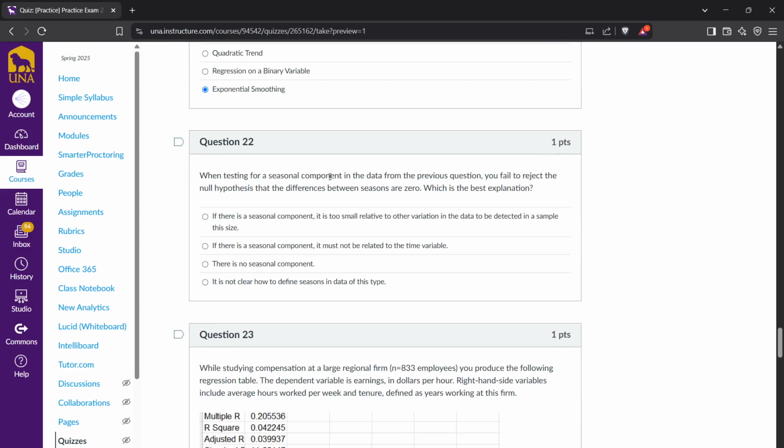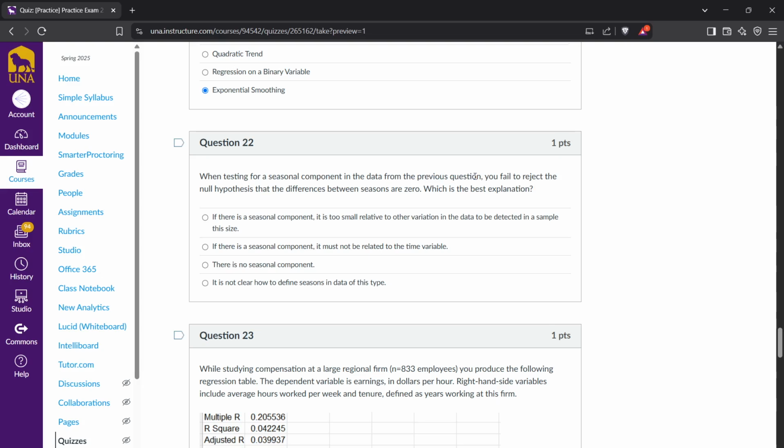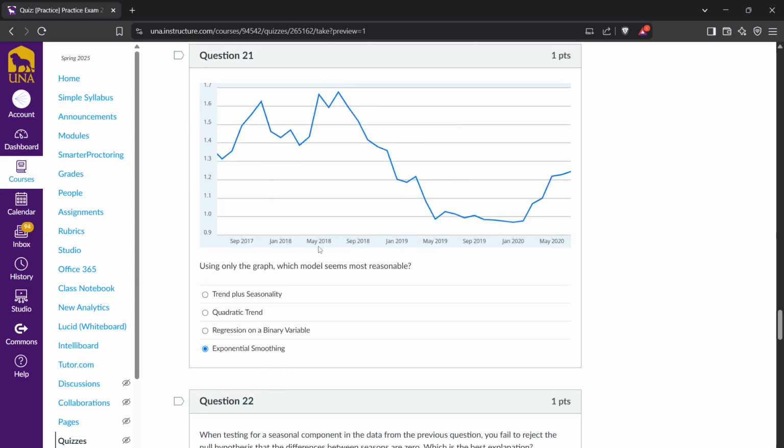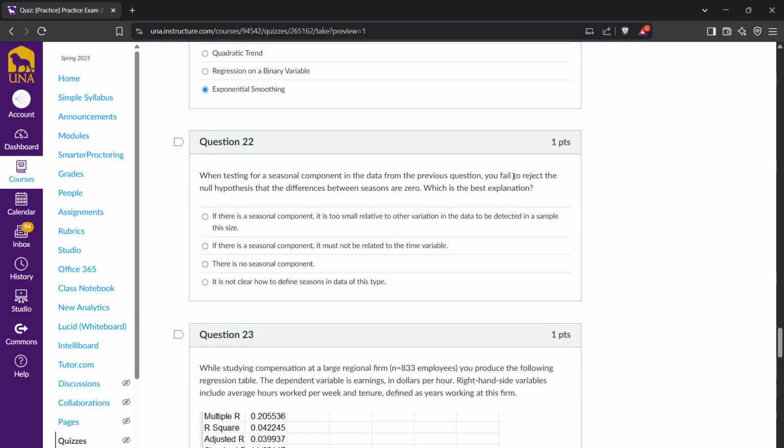When testing for a seasonal component in the data from the previous question, yeah, we could. I mean, May, September, January, we could try. You fail to reject the null hypothesis that the differences between seasons are 0. Go figure. Which is the best explanation? This one also is fun. So, best explanation. It's not which one's a good explanation, it's not which one's a bad explanation, but let's read from top to bottom. I've got them in order here, more or less.